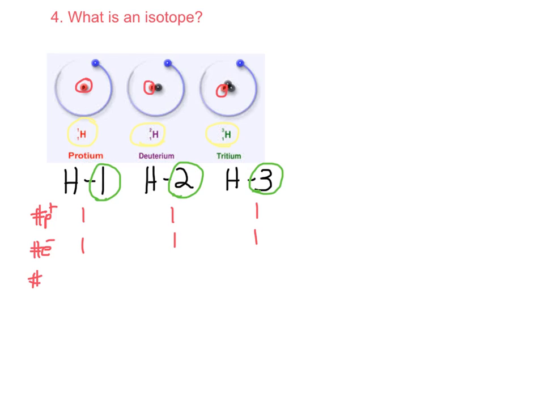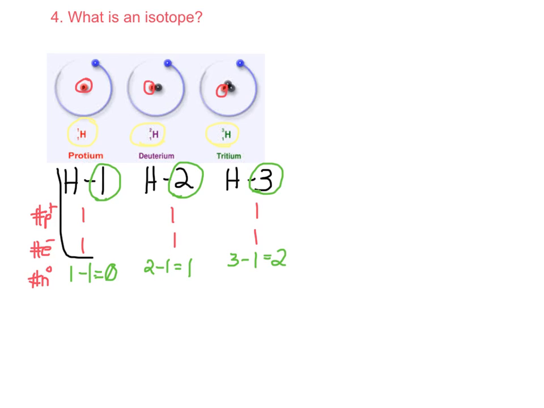Now the number of neutrons is where things get tricky. See, hydrogen with a mass number of 1, remember how to figure out neutrons is you take the mass number and you subtract the atomic number and you get 0. So hydrogen 1 has 0 neutrons. Hydrogen 2, we're going to take the mass number of 2 and subtract the atomic number of 1 and we get 1 neutron. And then hydrogen 3 has a mass number of 3. You subtract the number of protons from that and you get a number of neutrons of 2.